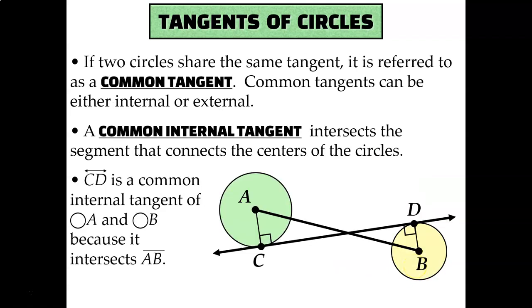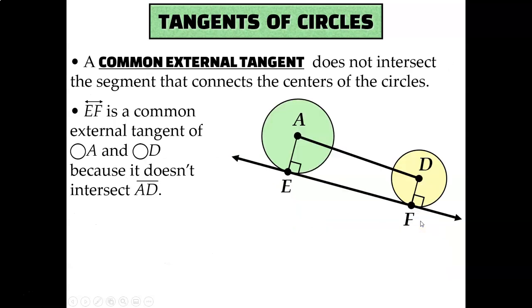If you're talking about more than one circle at a time, we have both common internal and common external tangents. It's possible for a line to be tangent to more than one circle. And if that tangent line intersects the segment that connects the centers of those two circles, then it's considered a common internal tangent. Basically, the tangent passes in between the two circles, as opposed to a common external tangent like EF. This line is perpendicular to radius AE and radius DF. That makes it tangent to both circles, but it does not intersect the segment that connects the two centers, and therefore is considered an external tangent.